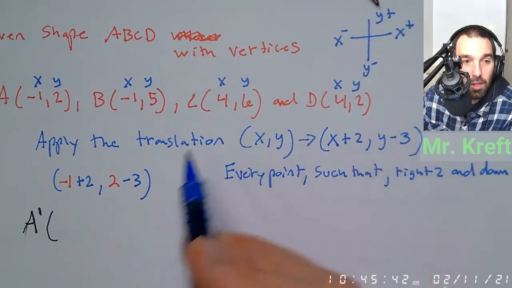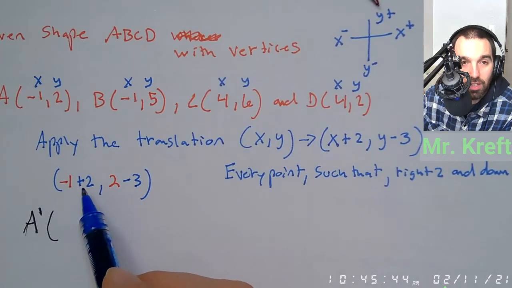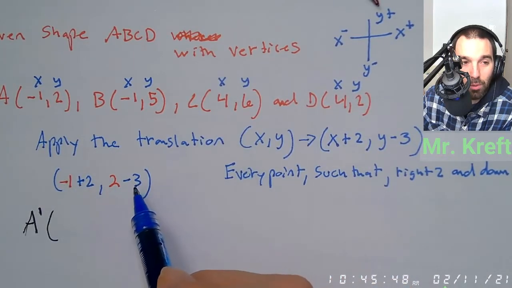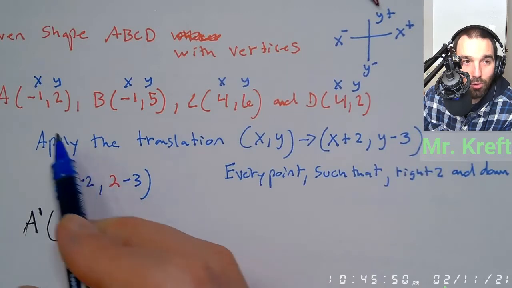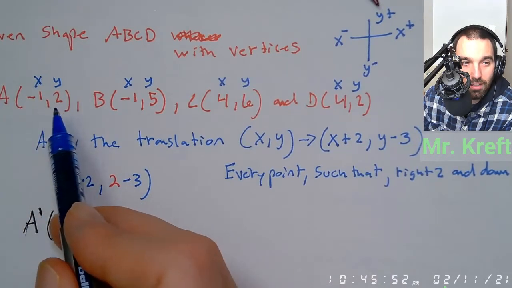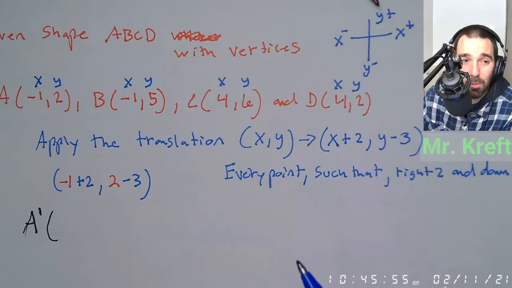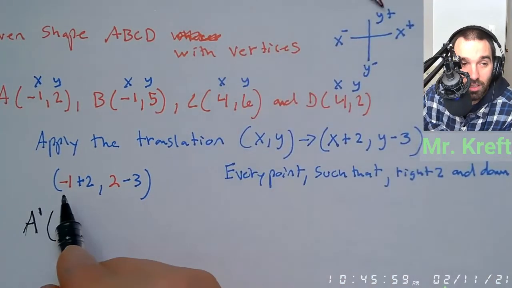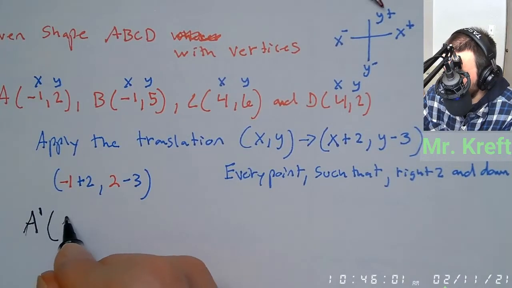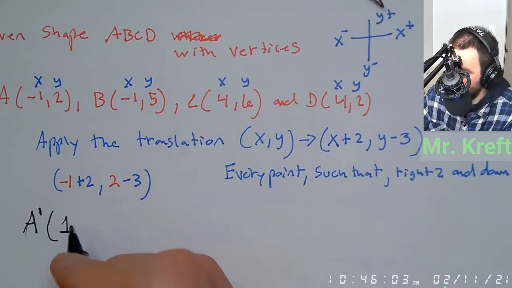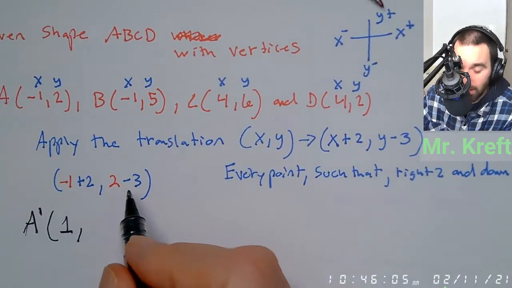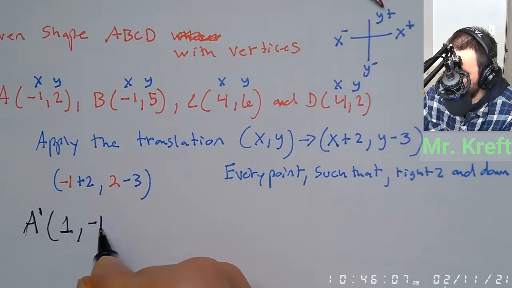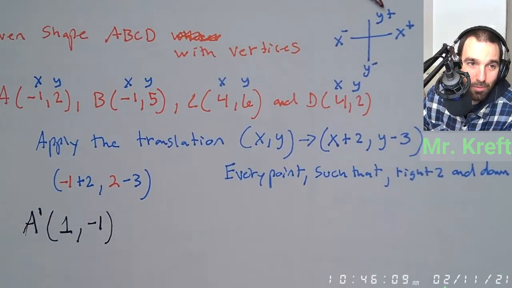Do you guys see where I'm getting these numbers? Because I'm adding 2, I'm taking every point and shifting it right 2, and I'm going down 3. So I'm taking these values right here and plugging them into my formula. To get my new answer, -1 plus 2 is 1, and 2 minus 3 is -1, and that's my new A prime.